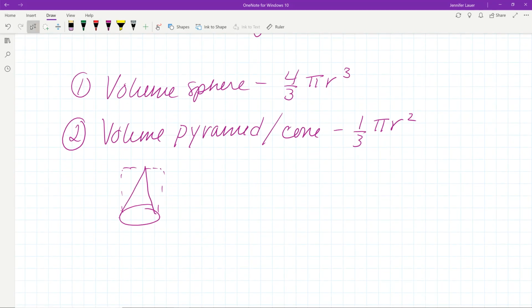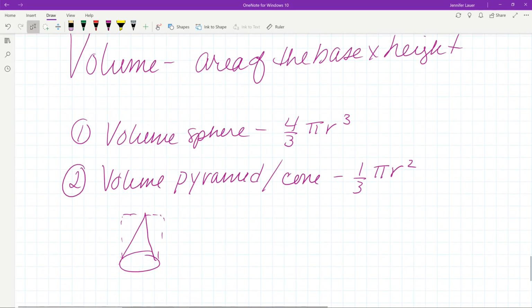And I think there was one more. I always want to say there's 3. Maybe there's only 2 that is separate. Sphere, cone, and pyramid. Maybe it's because I think of cone and pyramid as separate. So anyway, these are your exceptions to this formula.